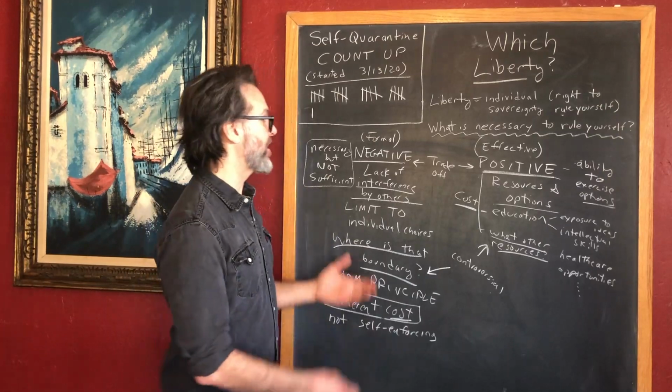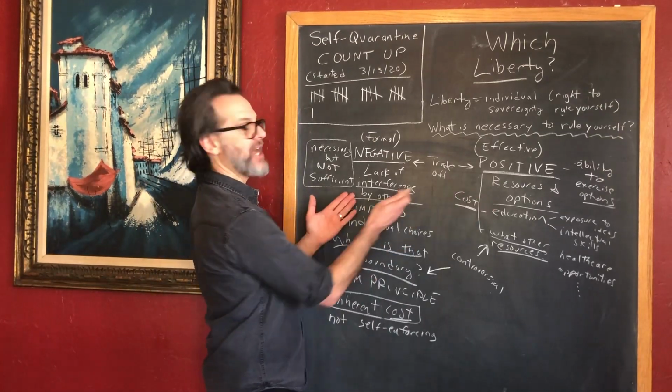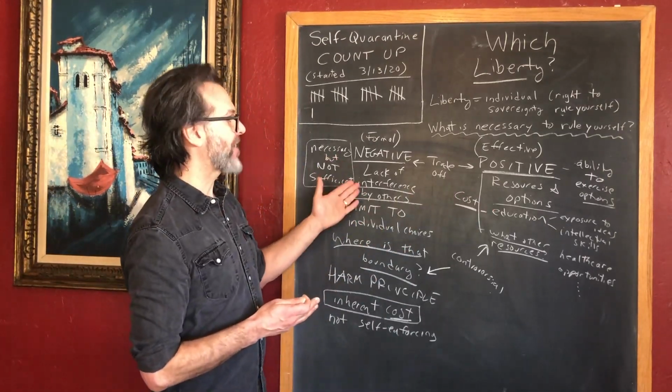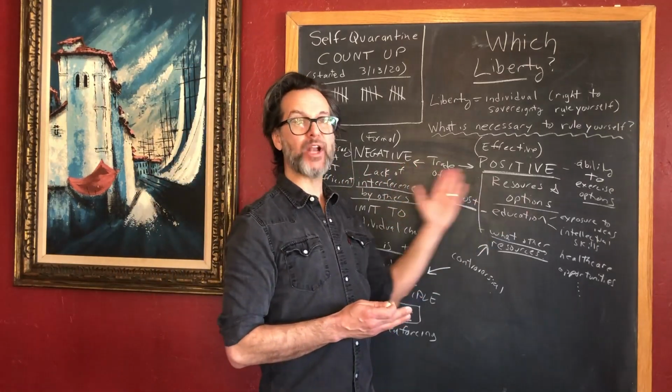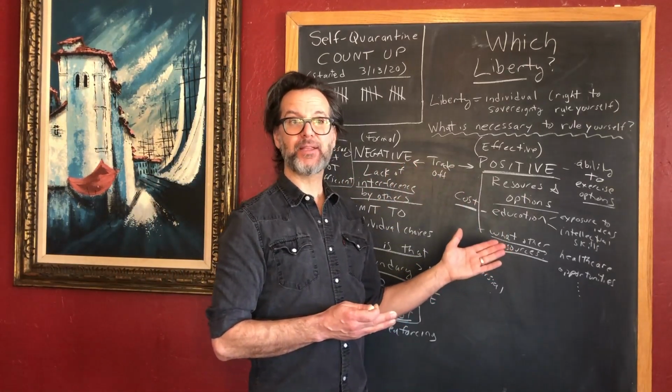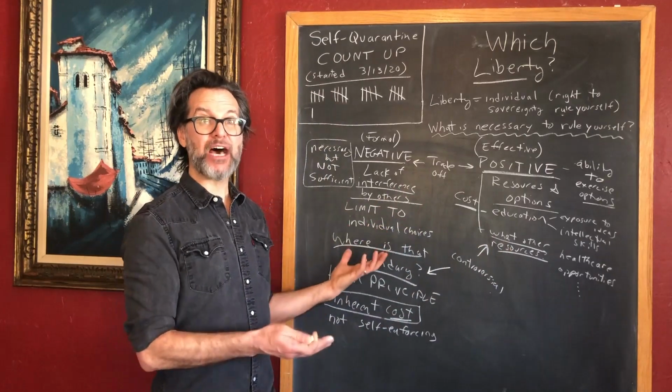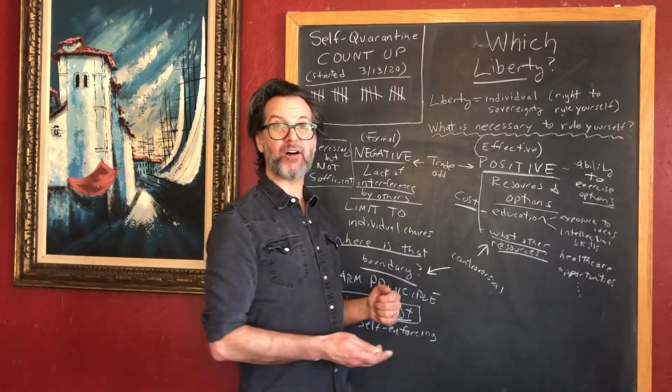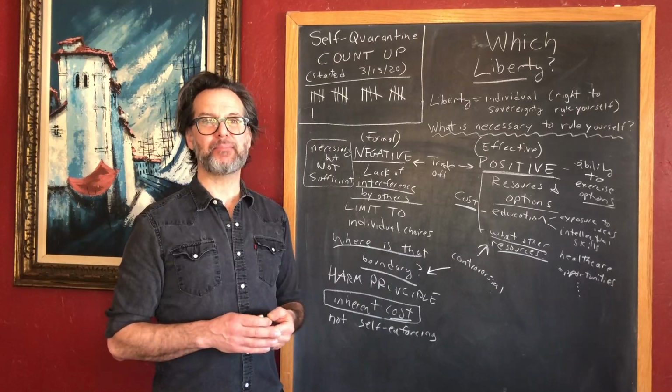They all know that these are both necessary but not sufficient conditions: lack of interference, resources and options. One of them by itself is not enough. The two of them together are enough, but they involve a trade-off, and so what is that proper balancing?